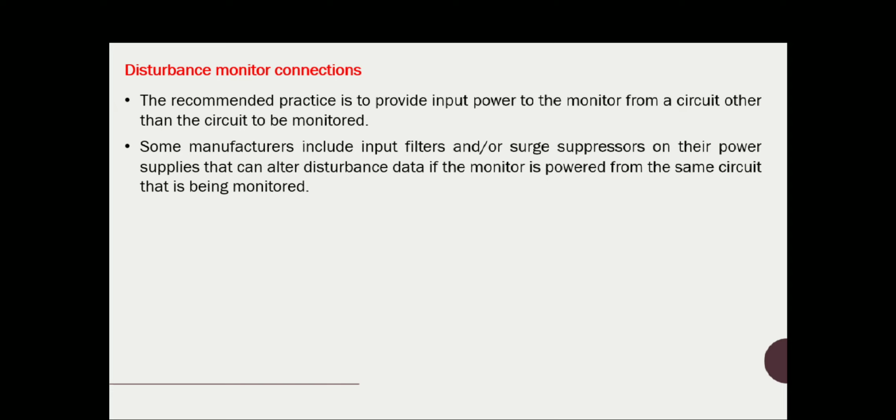Then the next one is disturbance monitor connections. The recommended practice is to provide input power to the monitor from a circuit other than the circuit to be monitored. Some manufacturers include input filters and/or surge suppressors on their power supplies that can alter the disturbance data if the monitor is powered from the same circuit that is being monitored.